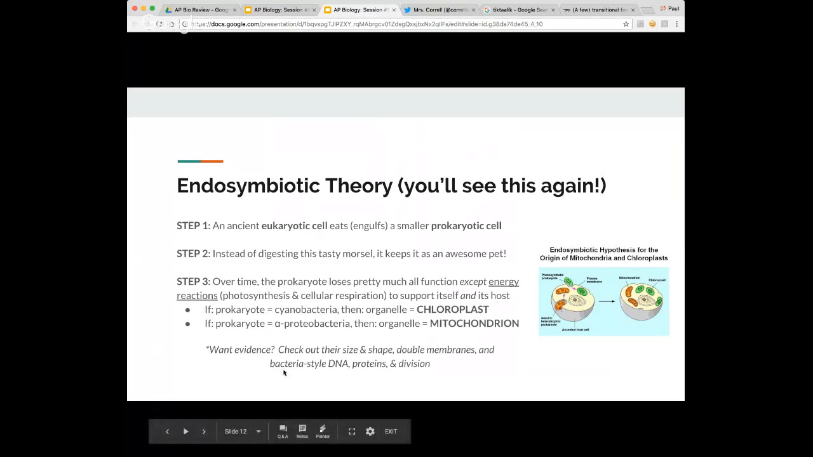And they carry bacteria-style DNA, little circular DNA chromosomes, which are independent of the host. They have genes that the host can't transcribe and translate. They have their own proteins that are only found in them, that are specifically helpful for things like cellular respiration and photosynthesis. And then finally, they actually divide on their own, which is really crazy. The host cannot make mitochondria or chloroplasts. It's just the mitochondria and chloroplasts make new ones.